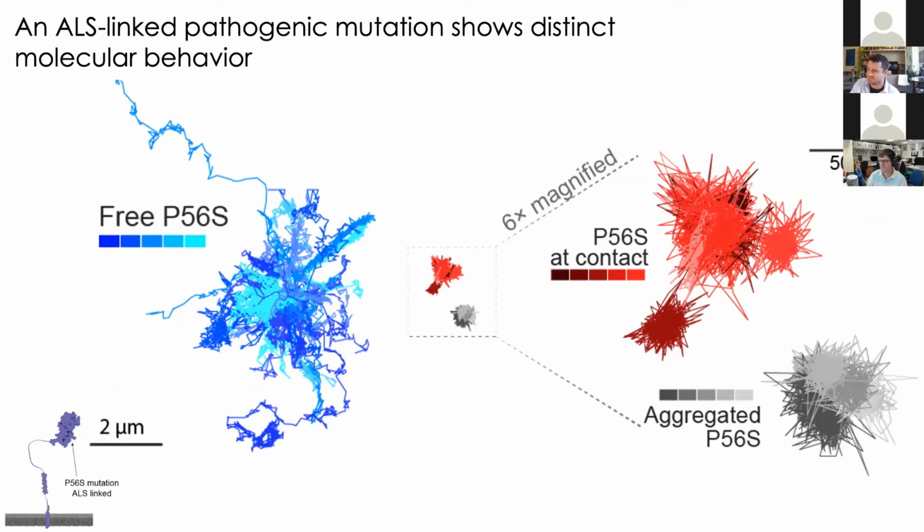However, these P56S at the contact actually look more similar to the aggregated forms than they do to the freely diffusing ones, or sorry, contact site associated diffusing ones that we saw in the wild type condition. And so we wondered, is there something about this behavior that we might be able to see in the contact sites themselves? Is something about these contact sites perturbed?